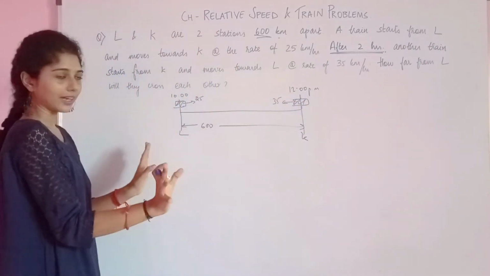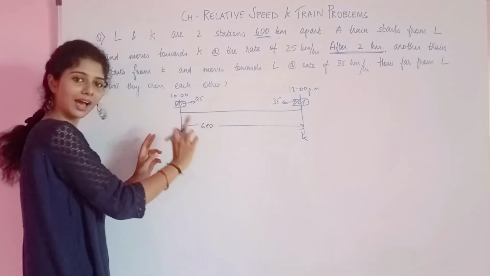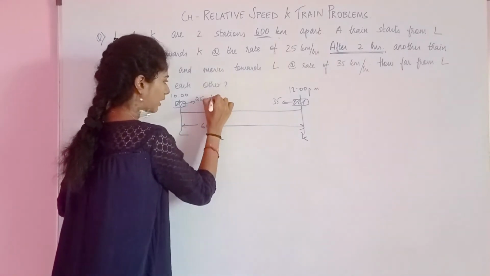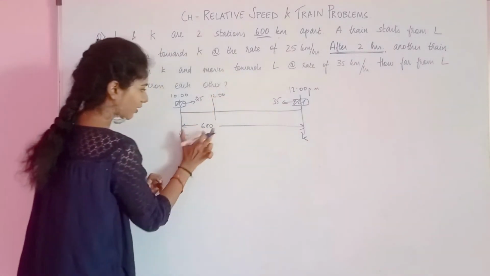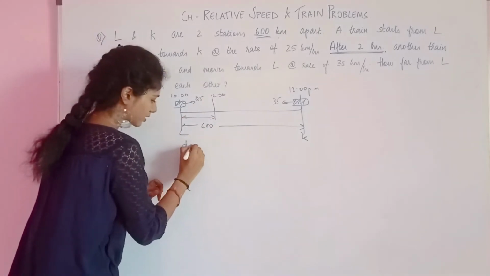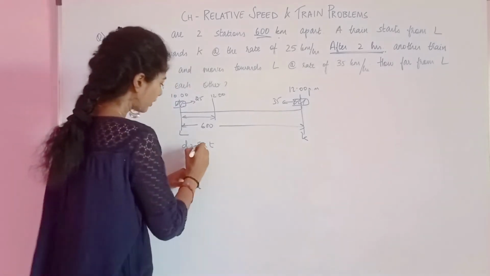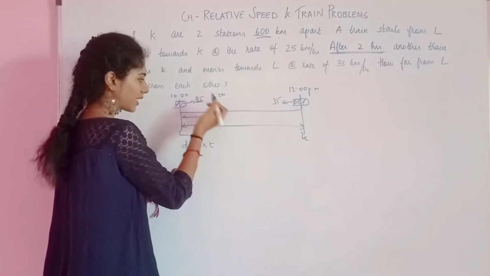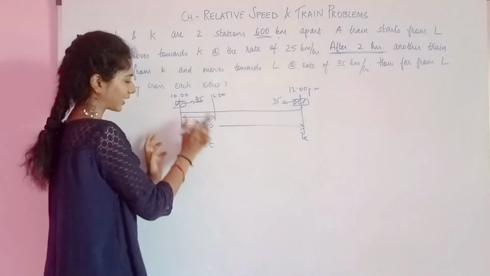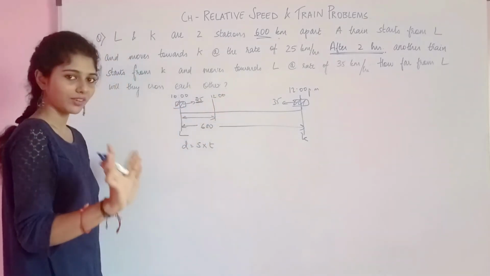So what can you say right now? Within the 2-hour duration, the train from Lonavala would have covered some distance. So at 12 p.m. Lonavala would have covered some particular distance. How do I find it out? Distance is nothing but speed into time. Here we have to consider only the speed of the Lonavala train, because the other train did not even start yet. Only the Lonavala train is going to move. So we have to find the distance it covered in 2 hours.